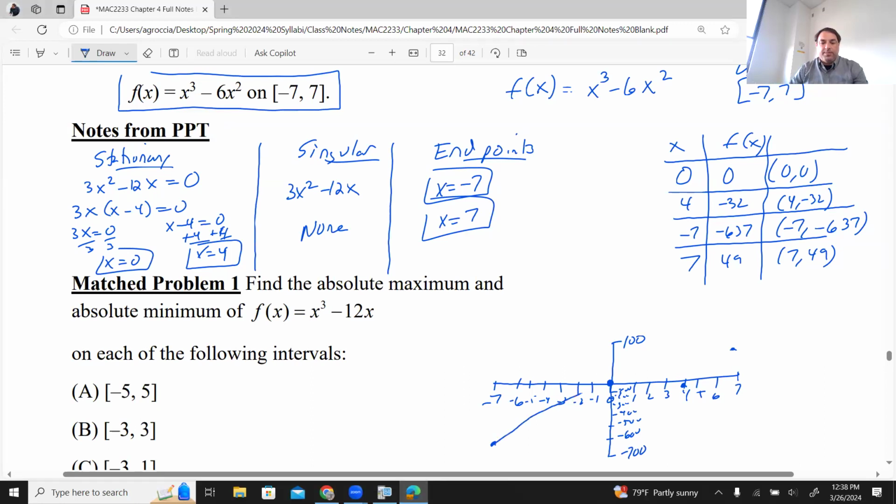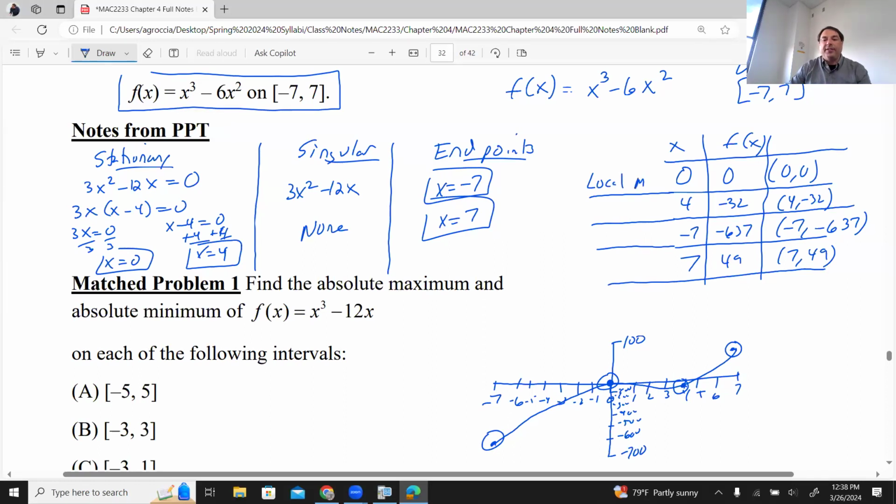It goes up, goes down, and goes up again. Okay, so we have 1, 2, 3, 4. And now we're going to label each one. So what do we have? Absolute, local, max, min at (0, 0).